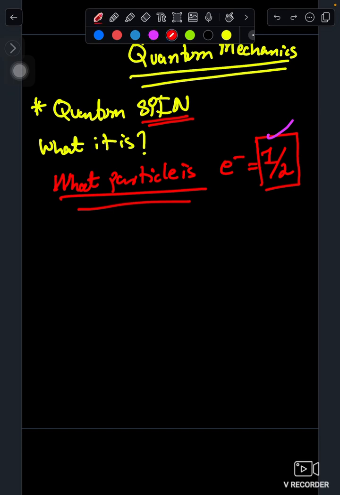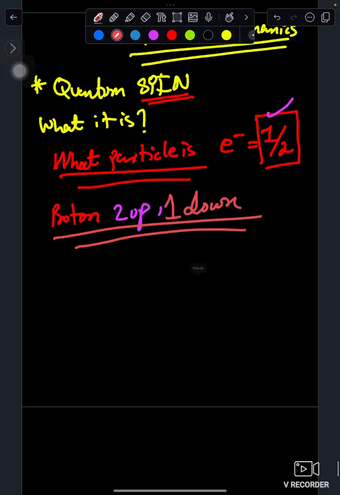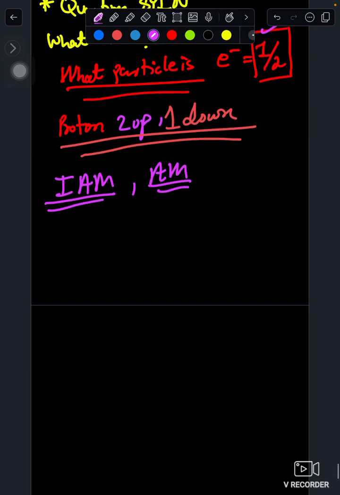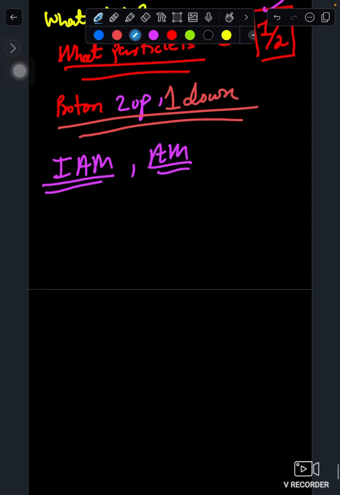Positive, then we have a proton. A proton is positive because of its composition of quarks: two up quarks and one down quark. Okay, then we also talked about angular momentum, the simple classical one. So after that, now today we will talk about an experiment.